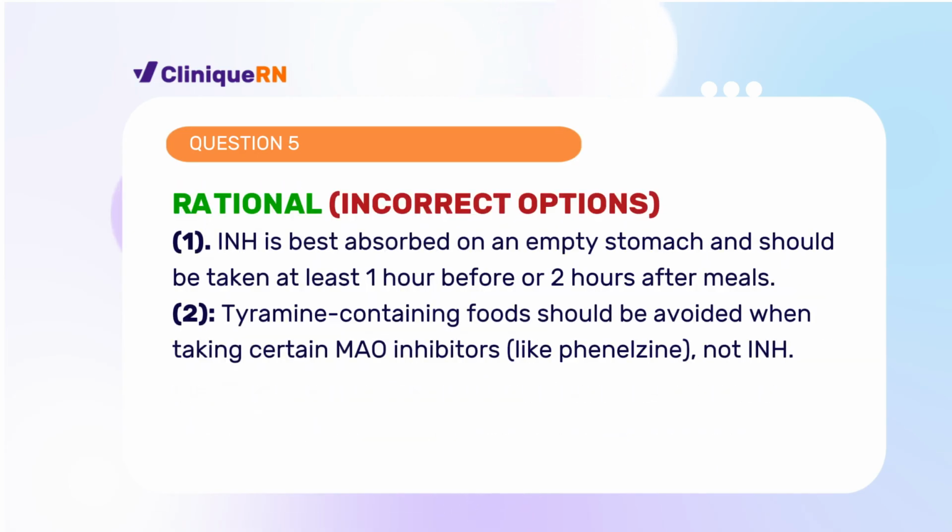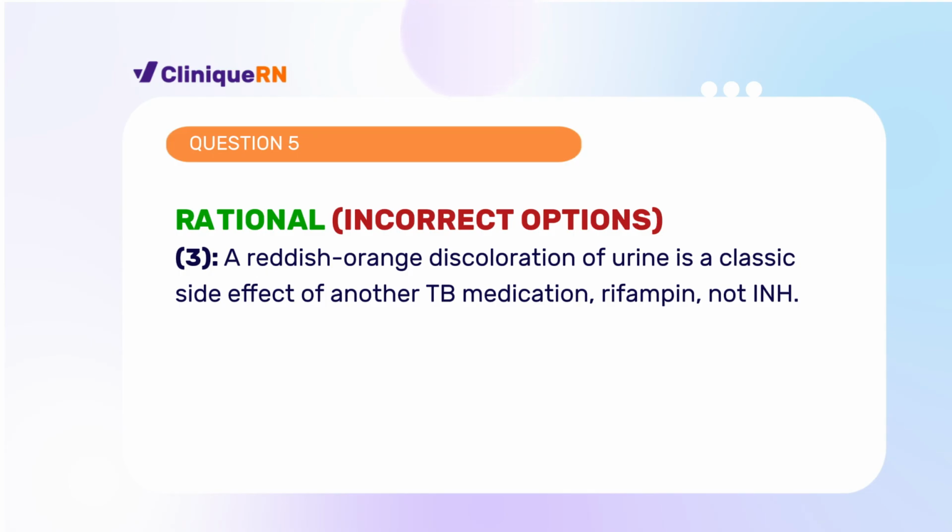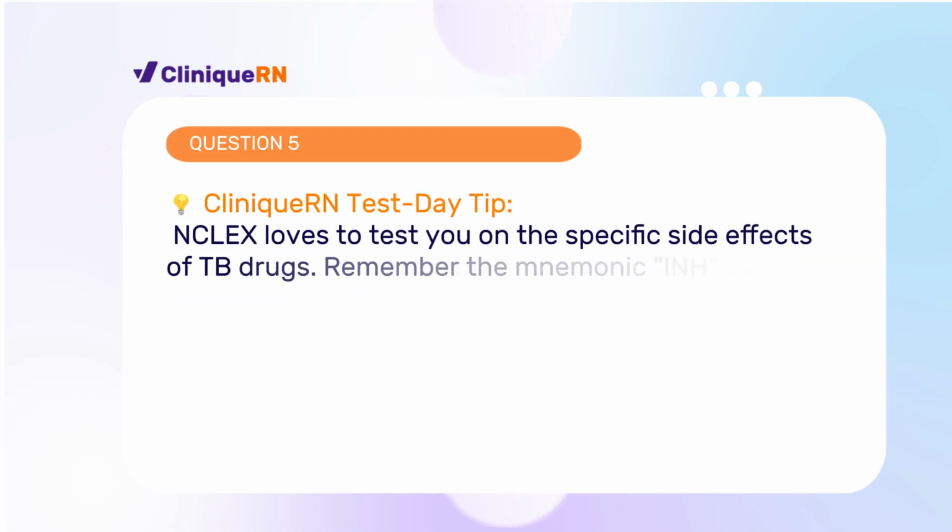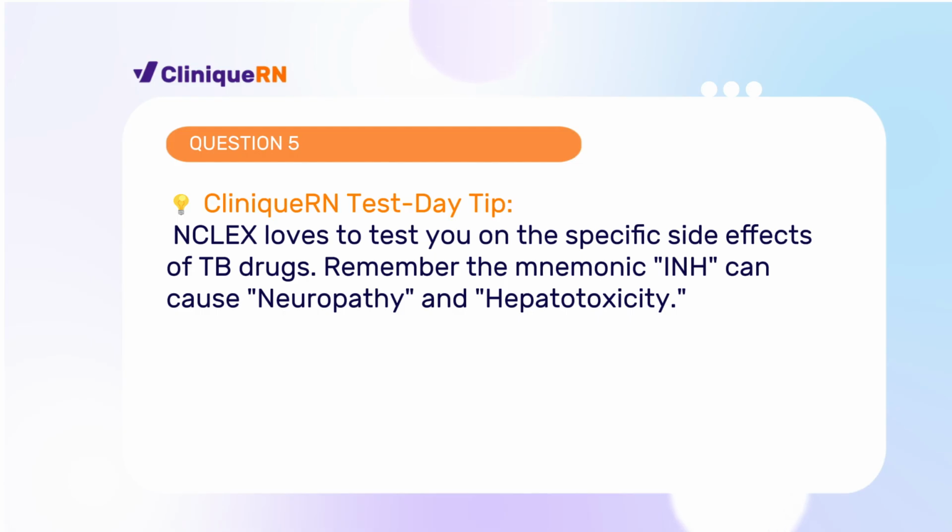Incorrect option 1. INH is best absorbed on an empty stomach and should be taken at least 1 hour before or 2 hours after meals. Incorrect option 2. Tyramine-containing foods should be avoided when taking certain MAO inhibitors, like phenelzine, not INH. 3. A reddish-orange discoloration of urine is a classic side effect of another TB medication, rifampin, not INH. Clinique RN Test-Day tip. NCLEX loves to test you on the specific side effects of TB drugs. Remember, the mnemonic INH can cause neuropathy and hepatotoxicity.